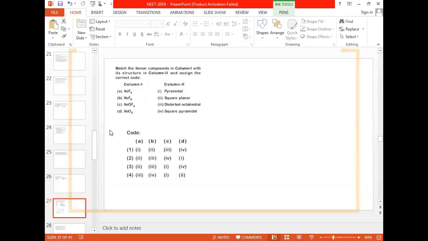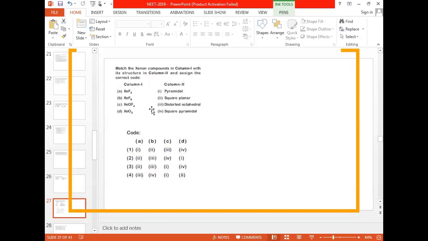XeF4 shape is what? Square planar. XeF6 shape? Distorted octahedral. XeOF4 is square pyramidal. XeO3 is pyramidal. Right. Shall I draw the structures or is it not required?